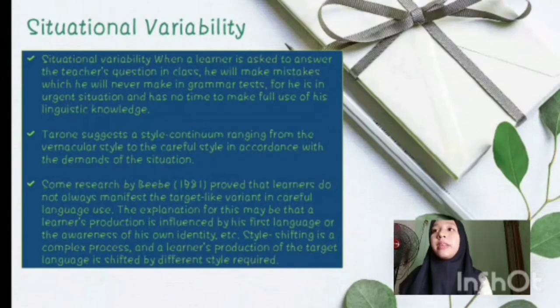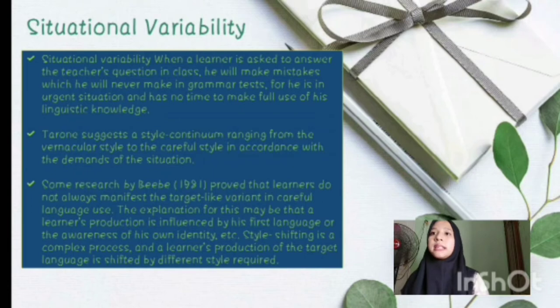Situational variability. Here is an example of situational variability. When a learner is asked to answer the teacher's question in a class, he will make mistakes which he will never make in a grammar test. He is in an urgent situation and has no time to make full use of his linguistic knowledge.